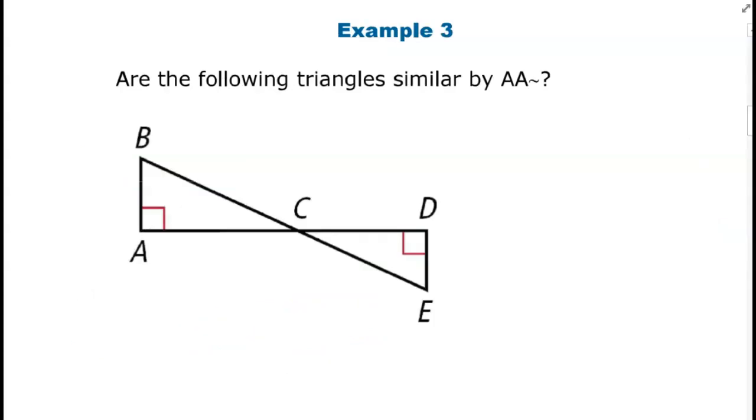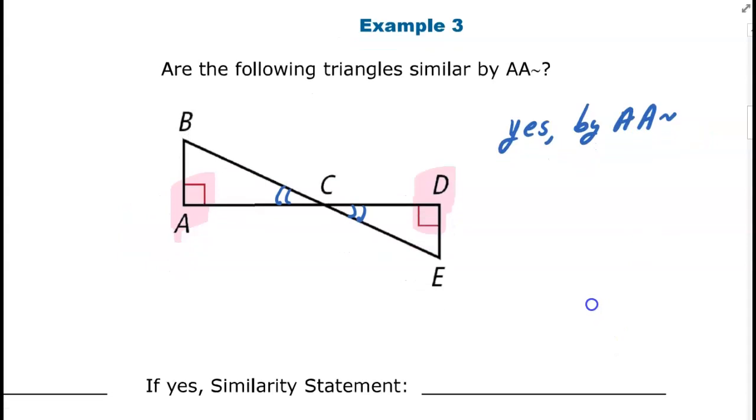In contrast, if we look at example 3, we have angle A and angle D are both right angles, and we always get to mark vertical angles. So angle BCA is the same as angle DCE. So we do have two angles. Therefore, the triangles are similar by angle-angle. We have two right angles, and the vertical angles are congruent.